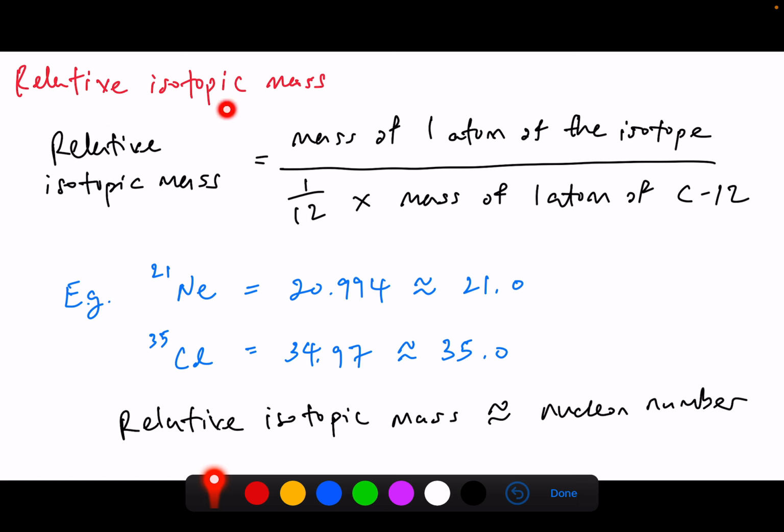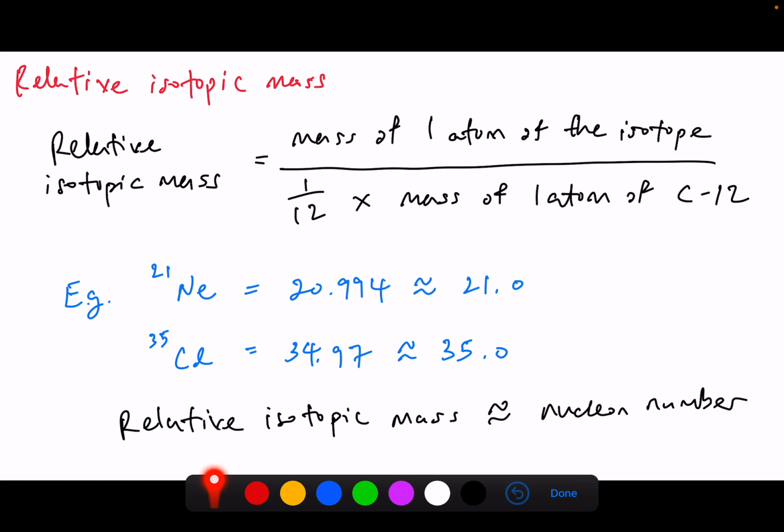we discuss the relative isotopic mass. This is just a definition that you should know about. It's very commonly tested on how we define relative isotopic mass, how we define relative atomic mass, and so on. So it's important to understand what this definition means.